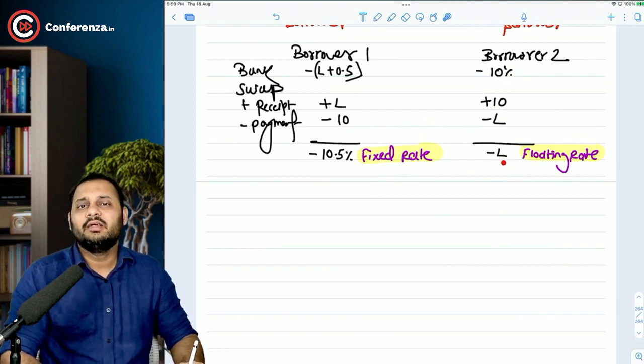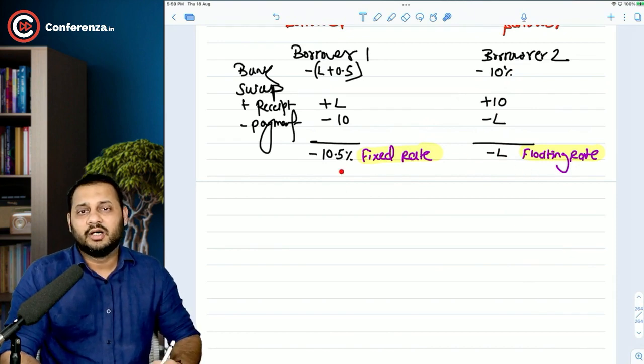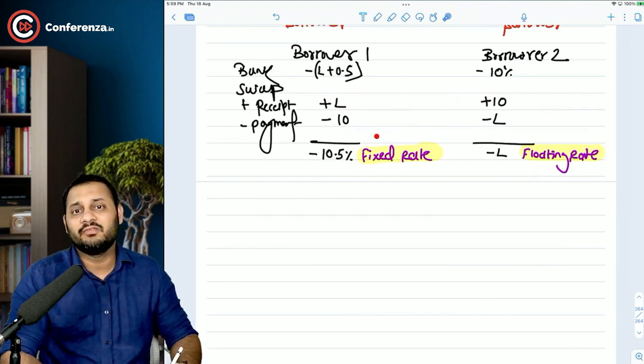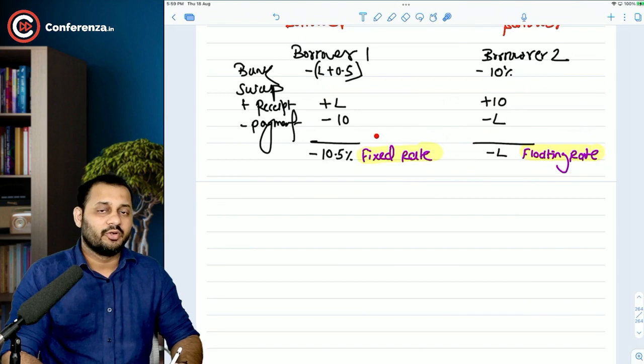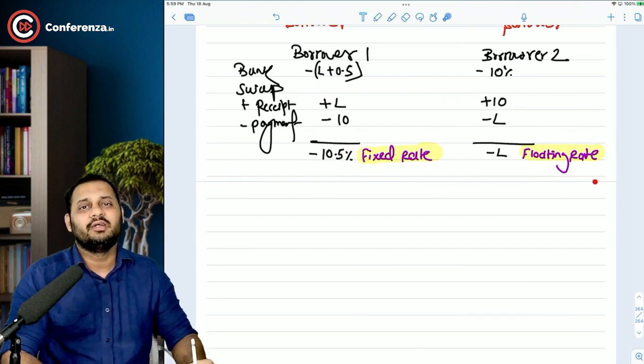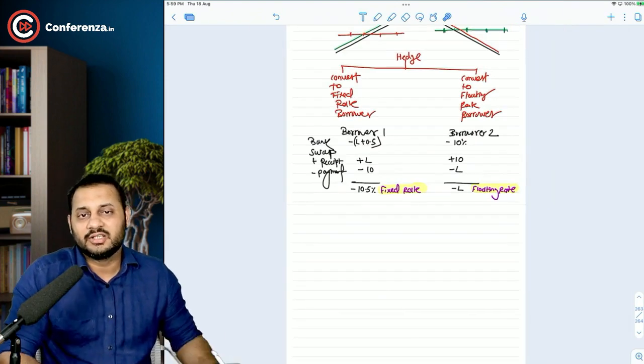In reality, whenever the interest rate comes into the picture, both of them will not make a profit, or both of them will not be happy. One of them will be happy by entering into this transaction, and the other party will suffer loss, because in reality either the interest rate is going to go up or it is going to go down. It will not go up and down at the same time. So this is what swapping is.